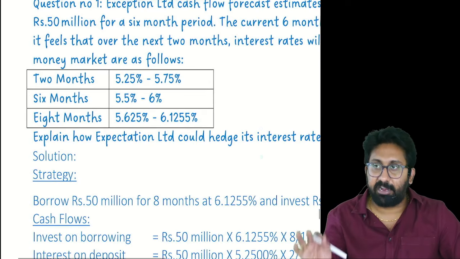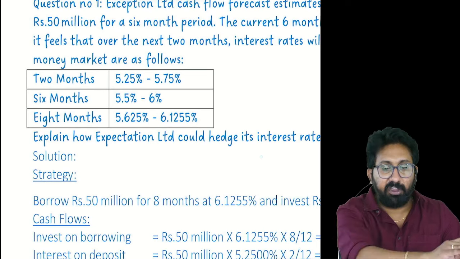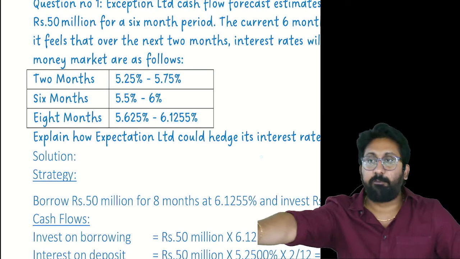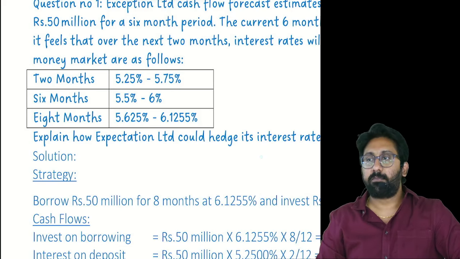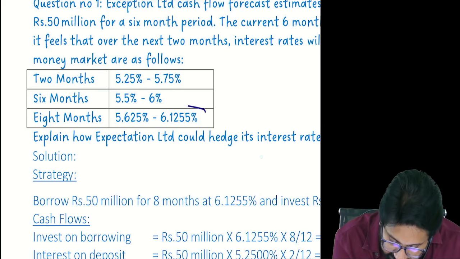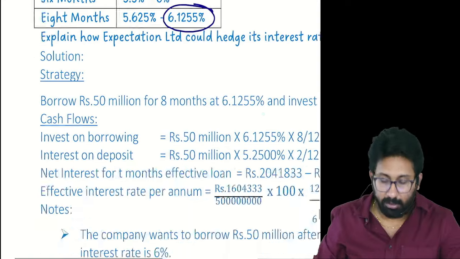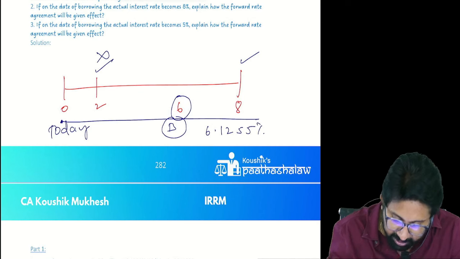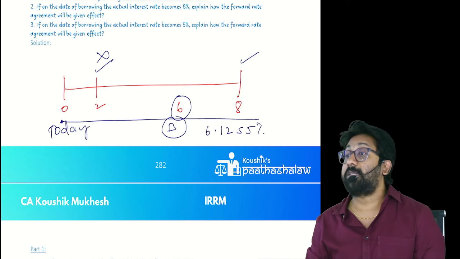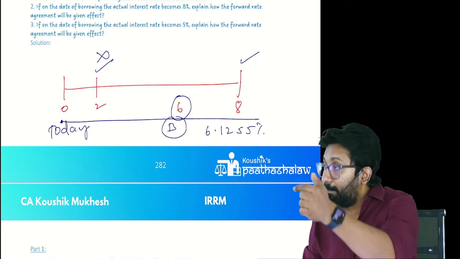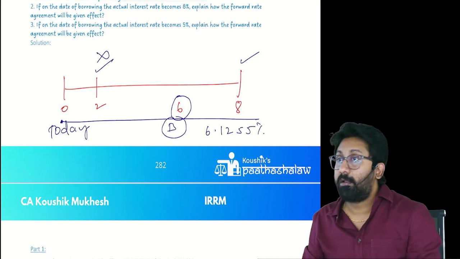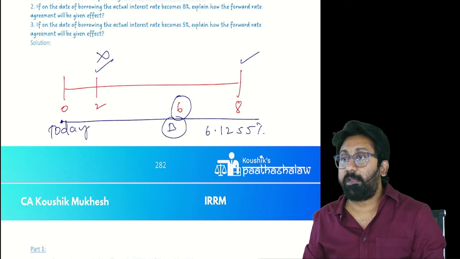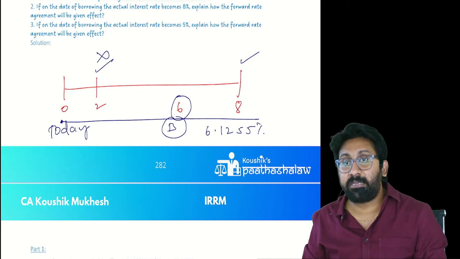What is my relevant rate? 5.25, 5.75, 5.5, 6, 5.625 or 6.1255? Fantastic. Tell me, what is the rate? How many months will I borrow? 6.1255%. I will borrow for how many months? But really I need the money after 2 months, therefore you will keep it in the dustbin, you will deposit. Deposit for how many months?